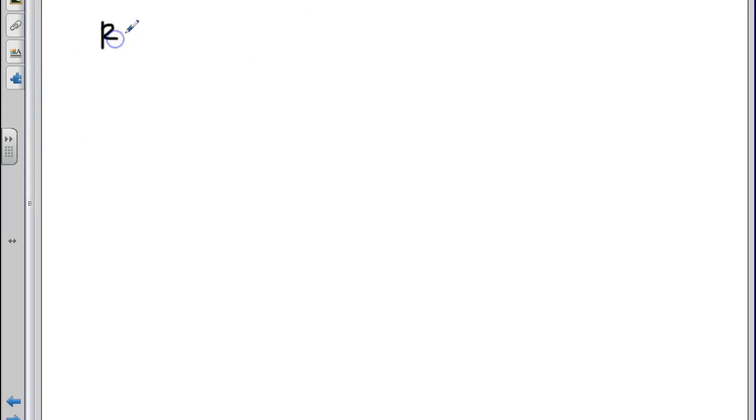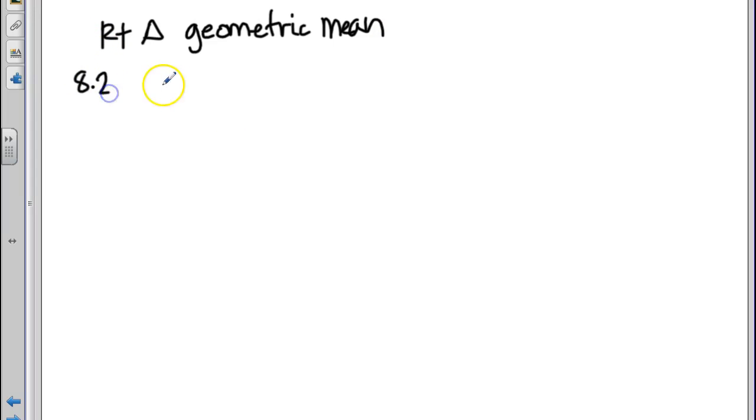All right. Right triangle geometric mean. Setting up those similar triangles allows us to move forward with the geometric mean, and this is Theorem 8.2. It's the geometric mean altitude theorem. It says the altitude drawn to the hypotenuse of a right triangle separates the hypotenuse into two segments.